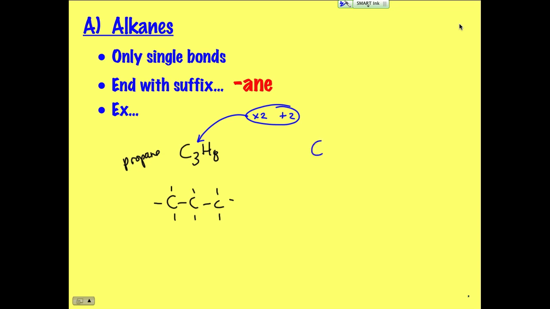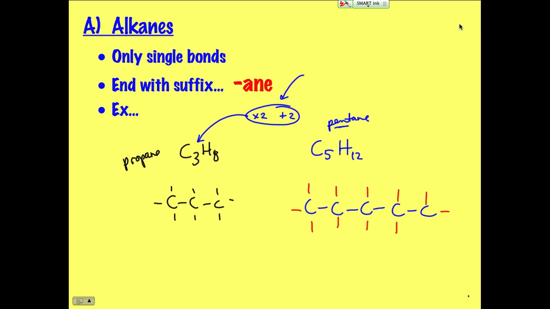So, for example, let's say we have C5. This, of course, would be pentane. Pentane, 1, 2, 3, 4, 5. C5, what would you think the H would be if we follow this little rule? 12. And let's go ahead and check to see if that works. 1, 2, 3, 4, 5, 6, 7, 8, 9, 10, 11, 12. It works out good for us, okay? So there's your alkanes. All right.